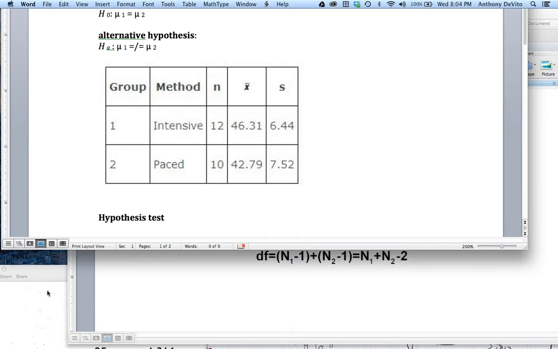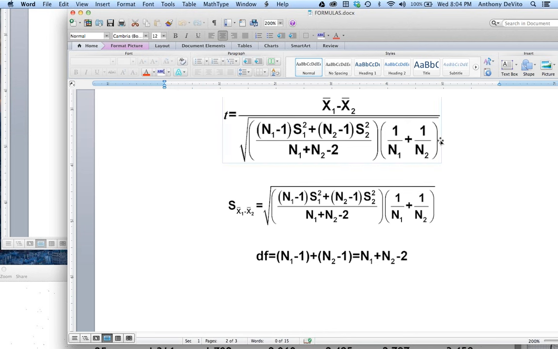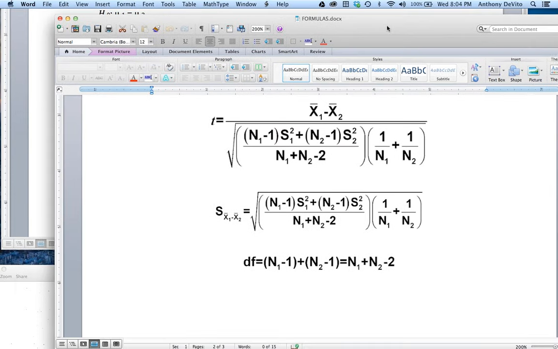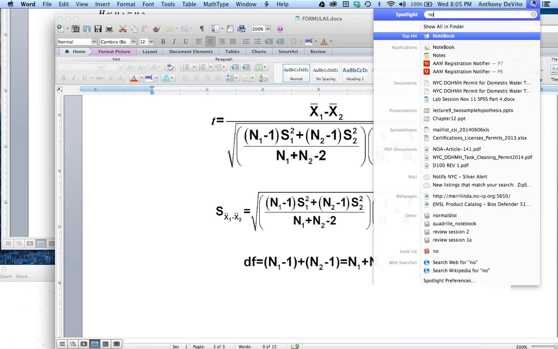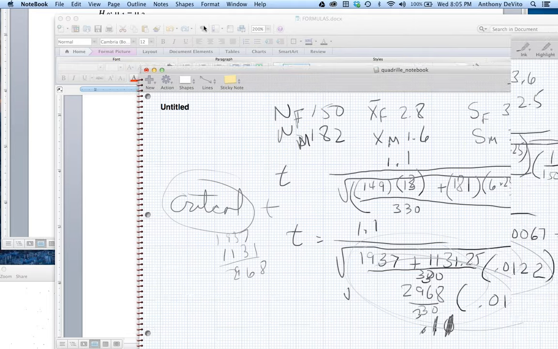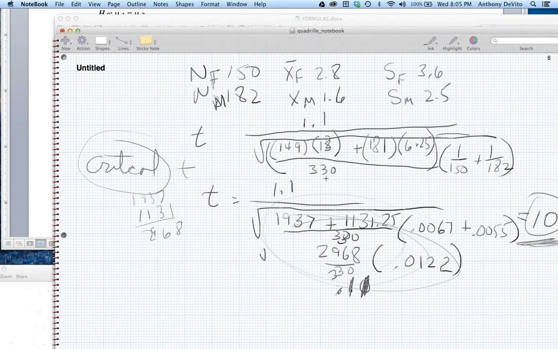So our degrees of freedom are going to be equal to, what was the sum of them? 150 and 182. That was 330. Was it? Something's wrong there, right? 330. Where did my notebook page go? Okay. What was that number? Oh, that was n1 plus n2 minus 2, I think. That's how we got to 330. So it's going to be 330.